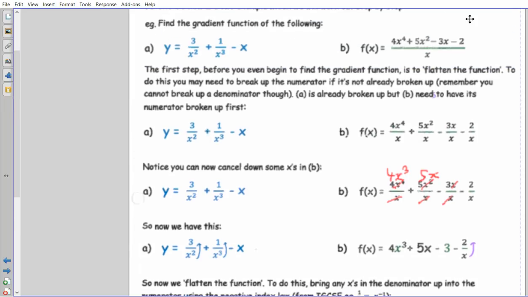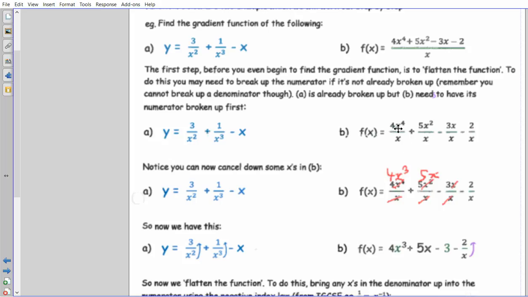So in this case, the numerator was broken up, but here the numerator is all chunked together. So your first step is to break up the numerator. You're not allowed to break up a denominator, but you're allowed to break up a numerator. So this becomes 4x to the 4 over x, which we write like this, 5x squared over x, which we write like this, negative 3x over x, which we write like that, and negative 2 over x. And now see if you can do any cancelling down.